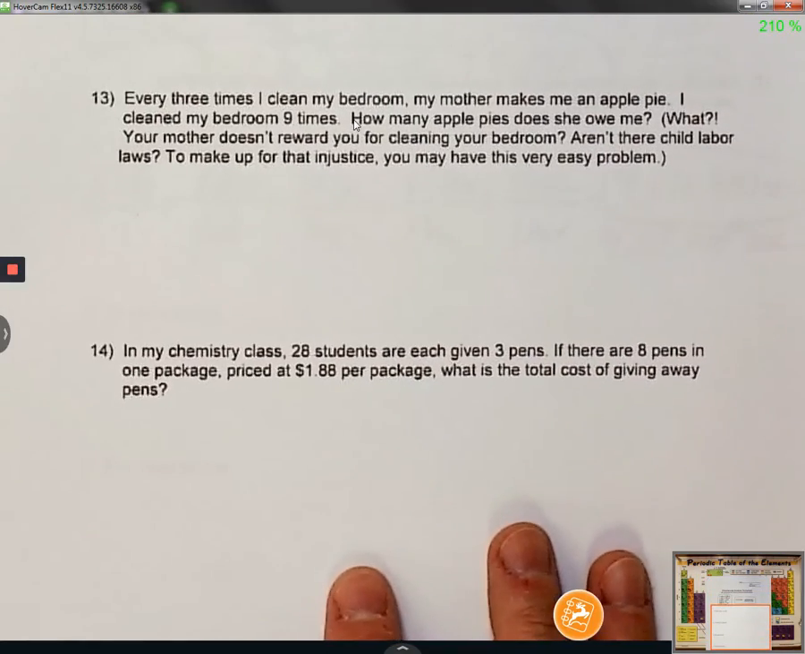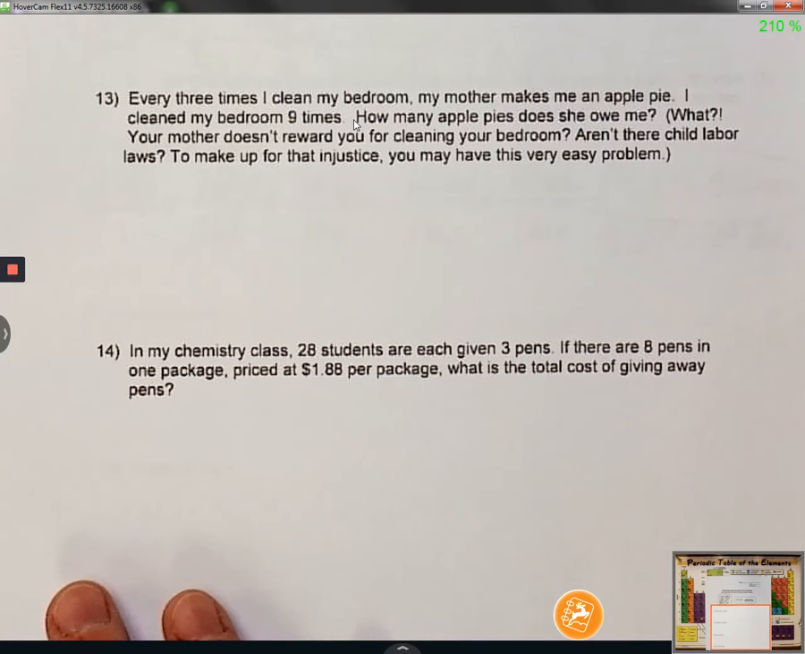Every 3 times I clean my bedroom, my mother makes me an apple pie. How nice. I clean my bedroom 9 times. How many apple pies does she owe me? Okay. Now, that is a very easy problem. I'm not going to work that one. But if I was to work this one, then what number am I starting with? What is the quantity that I'm given here? I'm not given 3. Aha! Tricked you. It's not that easy.